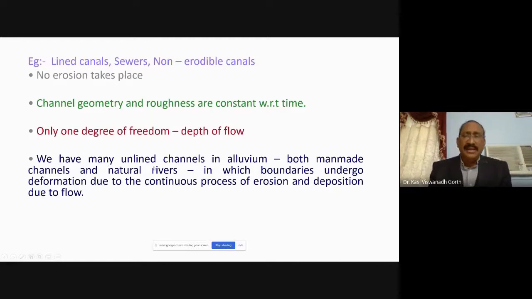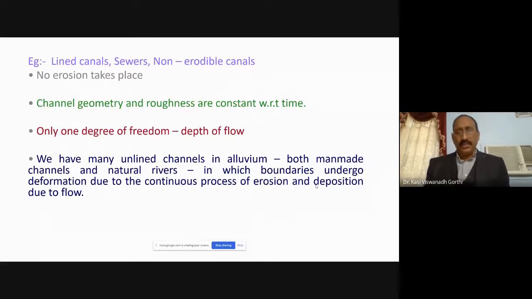We have many unlined channels in alluvium, both man-made channels and natural channels, in which the boundaries undergo deformation due to the continuous process of erosion and deposition due to flow. Please try to note what is this erosion and what is this deposition which is taking place in a canal or in a river. A river also is an open channel, right?